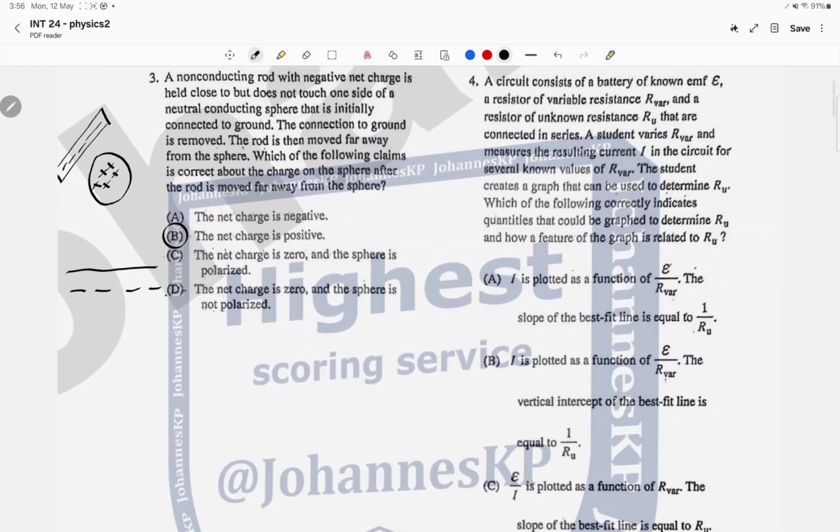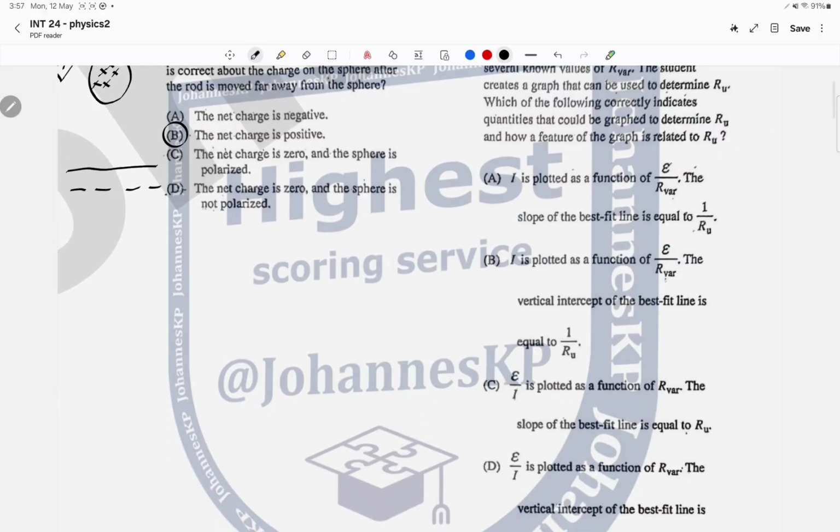Okay, so look, we are able to vary R var. So R var has to be our what? Our x-axis. So that means we have to plot our thing as a function of R var. Yeah. So it's not B and it's not A.